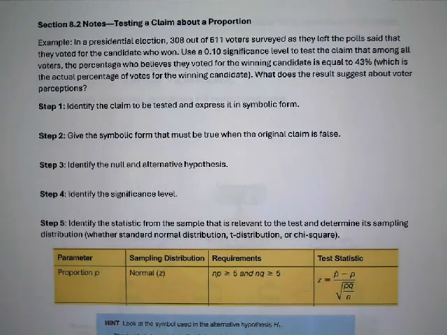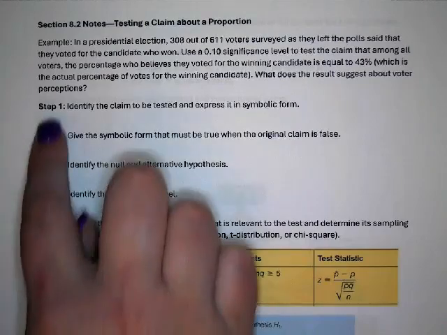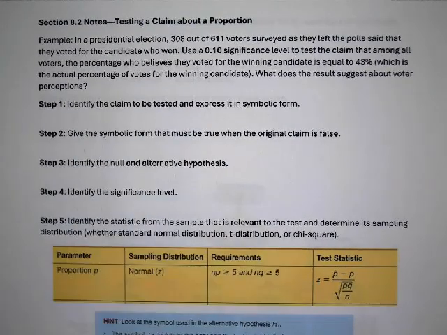This video is on section 8.2 notes, testing a claim about a proportion. So in the previous video in section 8.1, we looked at the basic concepts of hypothesis testing and the formal hypothesis test procedure, which included 8 steps. And we have some of those steps listed here.